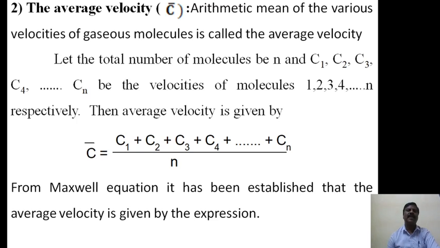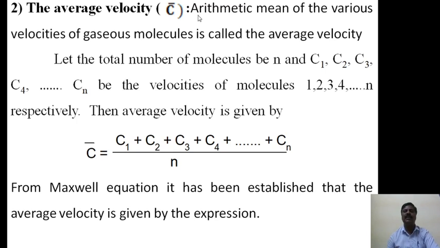Now coming to the second type of velocity, average velocity, and it is represented as c bar. C bar is nothing but average velocity, or we can also represent it as C average, AV. Now how is it determined? Define arithmetic mean of various velocities. Arithmetic mean of various velocities of gaseous molecules is called average velocity.